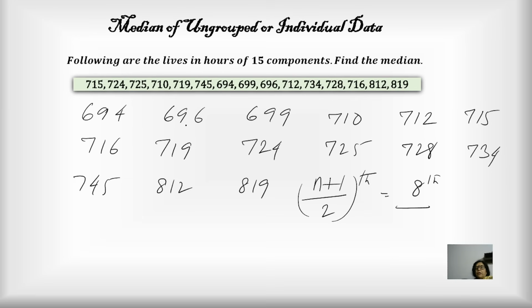If you look at the 8th observation, from either end it will be the same value. 1, 2, 3, 4, 5, 6, 7, 8. So 719 is the median value of this data. That means the median of the lifespans is 719. It is exactly the central value. It is not going to be affected by either the least value or the maximum value. Median, we know, is never affected by the least or any other value.